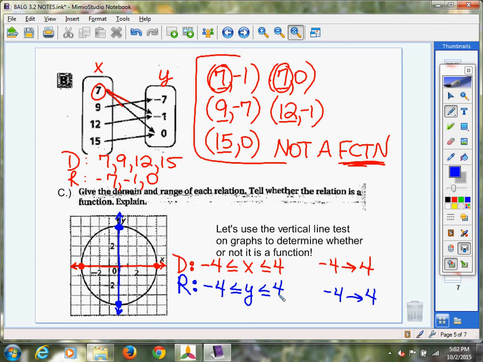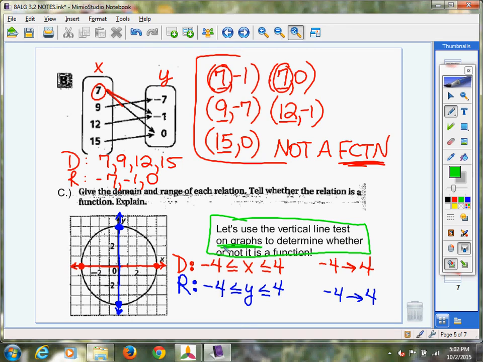All right, now I'm going to switch colors again. I'm going to do this really cool green color because now we got to determine whether or not it's a function. Okay, and this is what I want you to focus in on, what I wrote here. We're going to use something called the vertical line test to determine whether or not it's a function. You use the vertical line test on graphs, not on mappings, not on tables, not with ordered pairs. You do the vertical line test on graphs, okay?